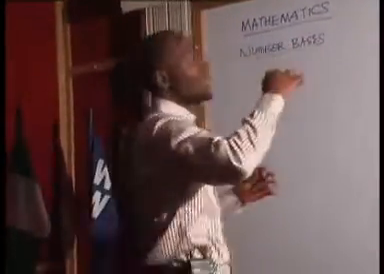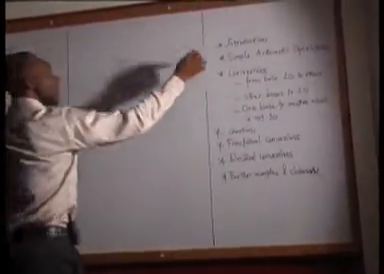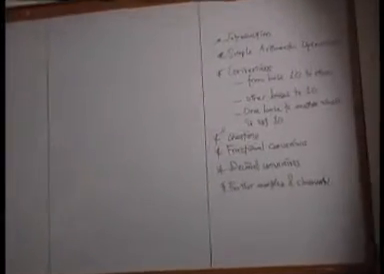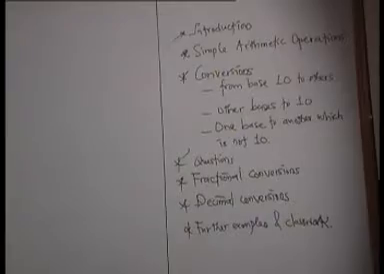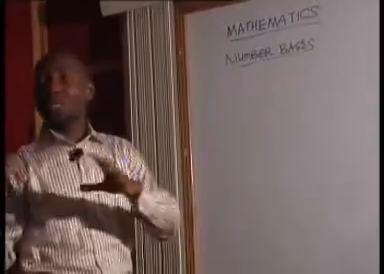So first, we look at the introduction. What do we mean? Then simple arithmetic operations. We look at conversions. We take some questions, fractional conversions, decimal conversions, and so on. So let's begin. Number bases. A base is just a way of counting where certain units make up a bundle.